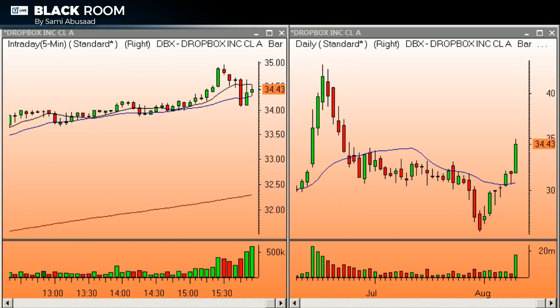So again, lots of plays on ELF, 3 different entries, Dropbox, 1. I don't know what else. I don't remember at the moment, but lots of plays.